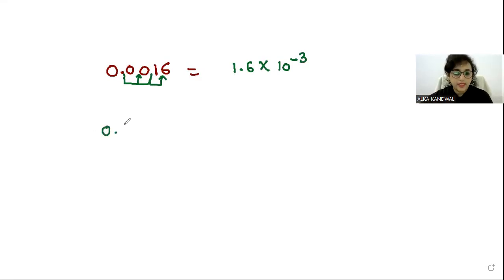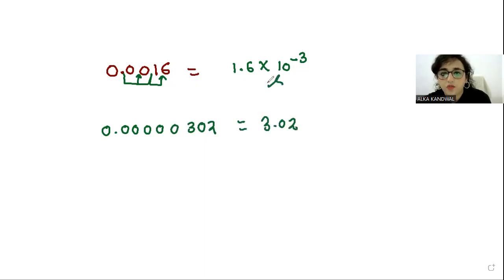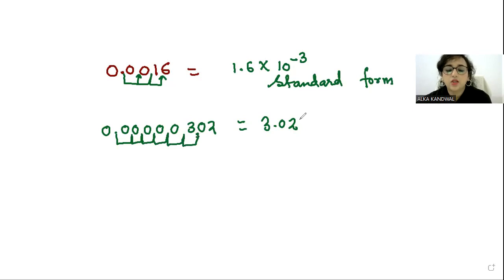नाउ फॉर एग्जांपल आई से 0.000000302. अब इसको क्या करेंगे? इसको पहले 3.02 ले आते हैं, इसको स्टैंडर्ड फॉर्म बोलते हैं. ओके, वी आर राइटिंग इट इन द स्टैंडर्ड फॉर्म. तो अब अगर मुझे यहाँ पे लाना है इस डेसिमल को, हाउ मेनी जंप्स वी विल पुट? 1 2 3 4 5 and 6. So 10 to the power of -6. So that is your standard form. This is the standard form we are talking about.